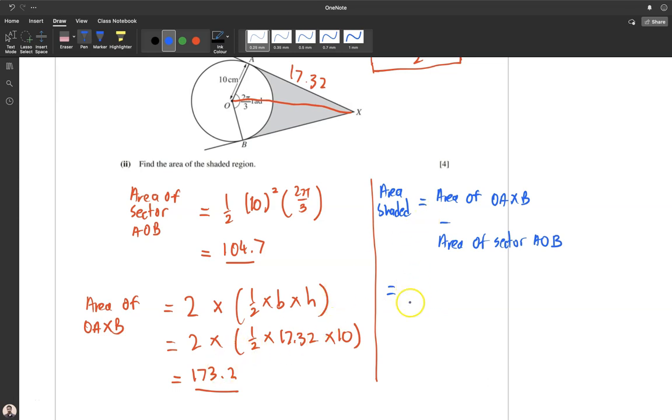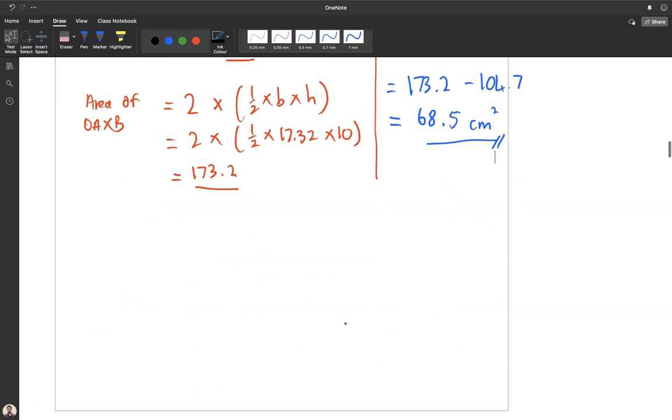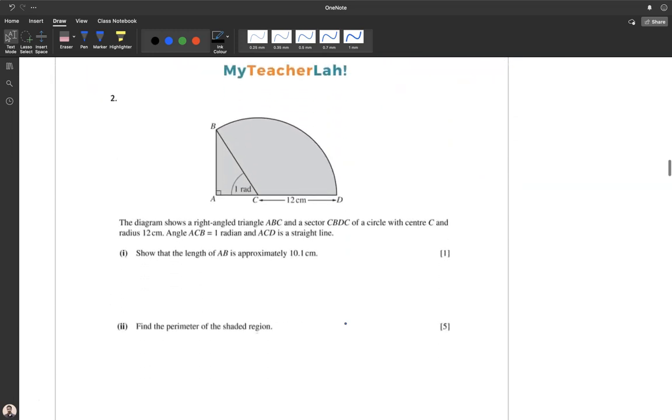Anyway, this is 173.2 minus 104.7. So this should give me 68.5 centimeters squared. I'll always make sure that my final answers are always in 3 significant figures. Alright, so that's the end of question number 1. Let's move on to see what other type of questions that we can come across.